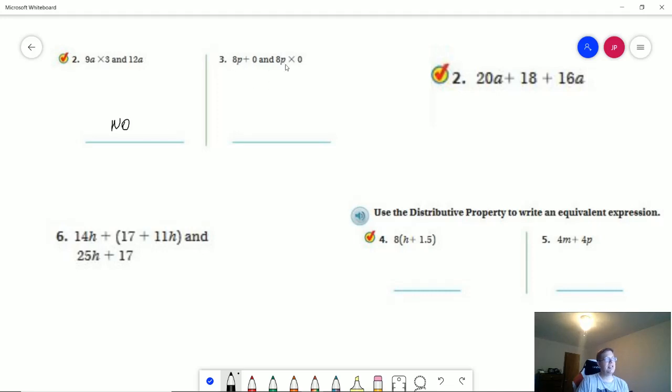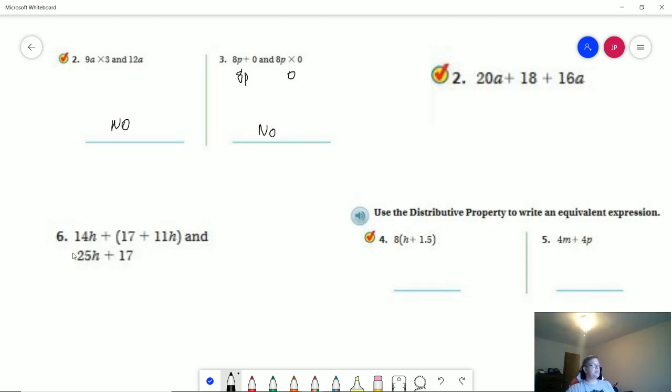8p plus 0 and 8p times 0. On this side, I would be left with 8p because I'm adding nothing. On the other side, I would be multiplying by 0, which means the only thing I'm going to end up with is 0. And so this is not going to be a pair of equivalent expressions.